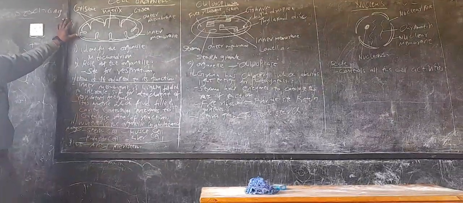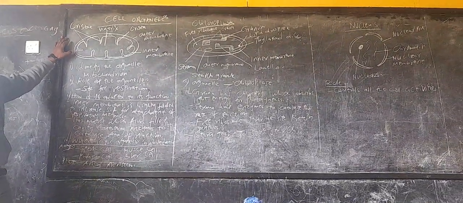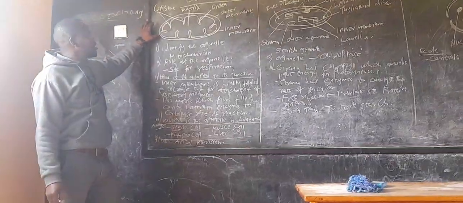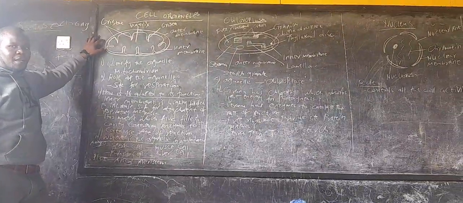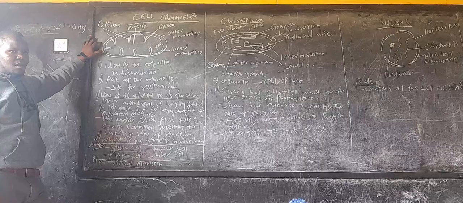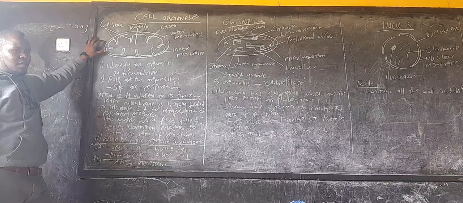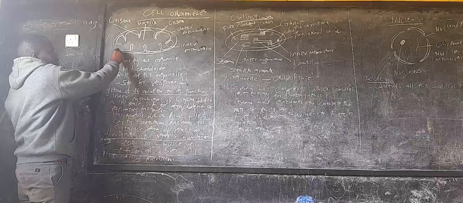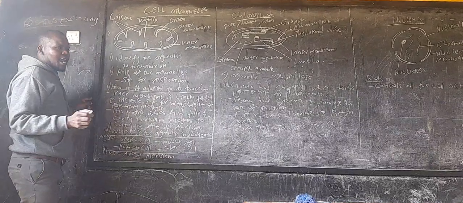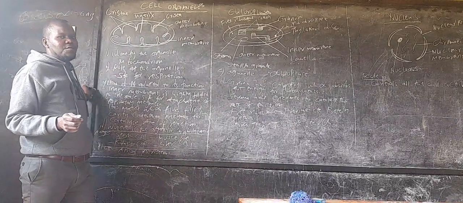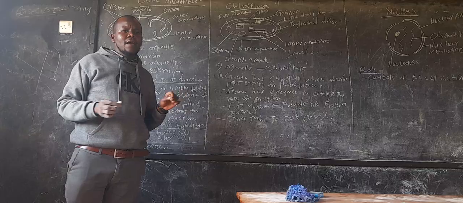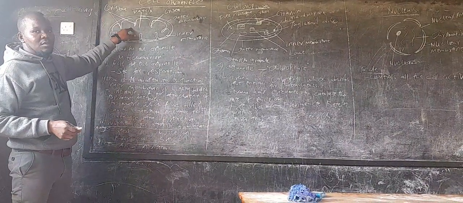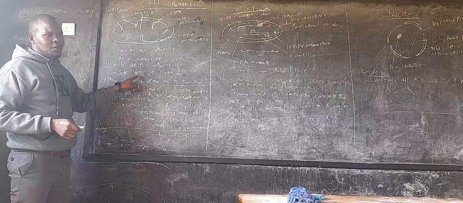Mitochondria. The diagram that I've drawn here is the mitochondria, right? Within the mitochondrial structure, this is how it looks. It has a double membrane, the inner membrane and the outer membrane. This one is our outer membrane, and this one is our inner membrane. Our inner membrane is folded into cristae, and within these foldings there are adaptations.